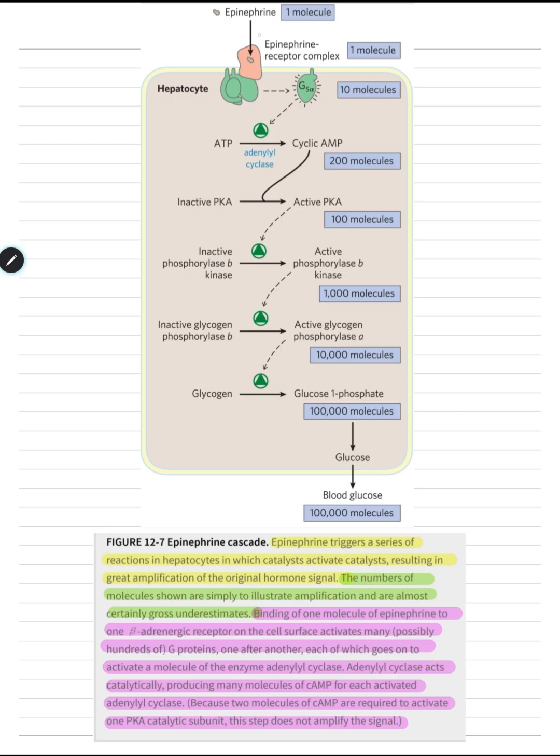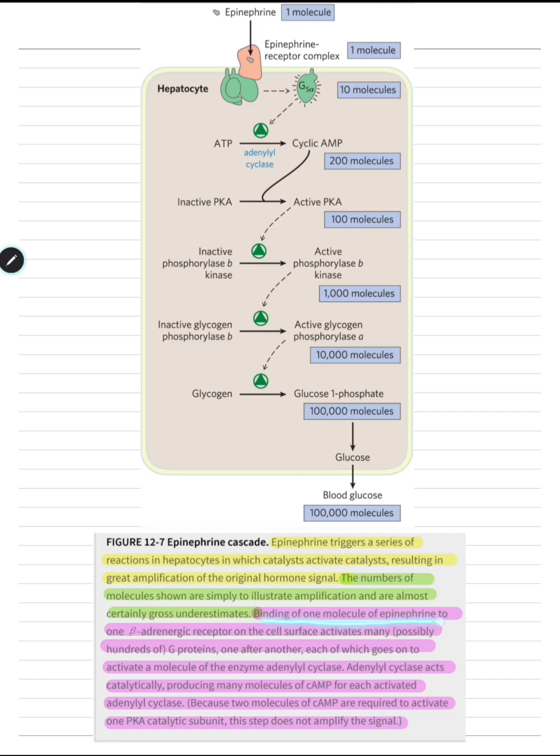The signal is always amplified by the second messenger. So epinephrine triggers a series of reactions in hepatocytes in which catalysts activate catalysts, resulting in great amplification of the original hormone signal. The numbers of molecules shown are illustrating the amplification, and they are just an estimate, right?